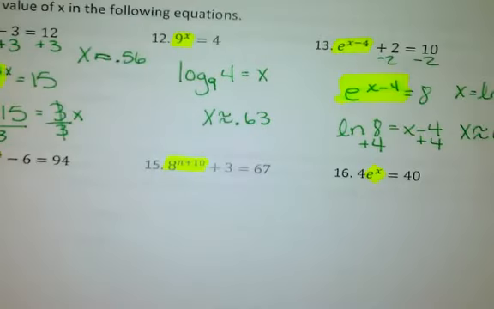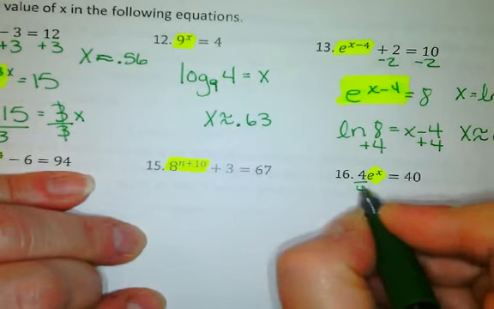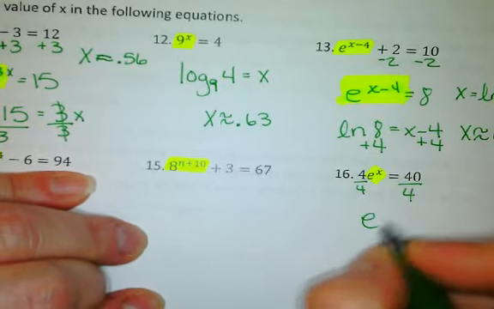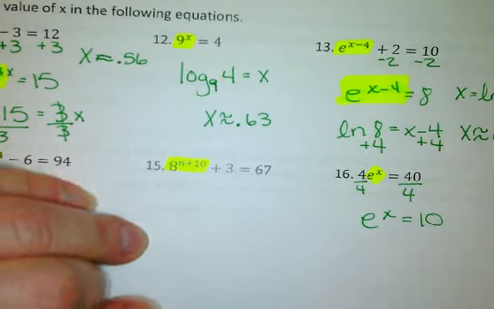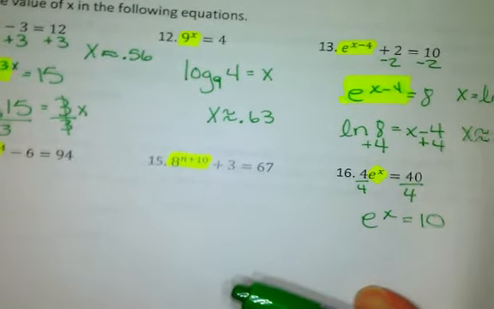Okay, so that should be enough to help you with those. The only thing I would say here is make sure you divide by 4 first on this one. And then now that you have it by itself, now you can convert it to a natural log. All right.